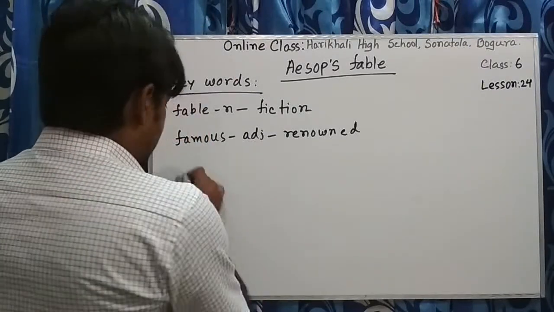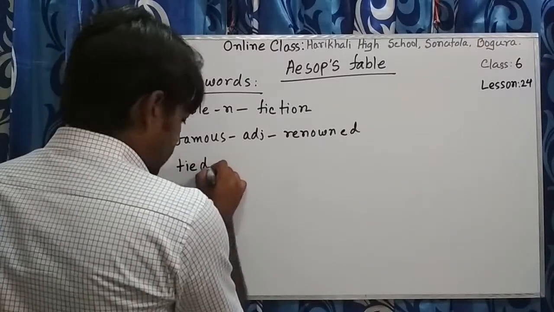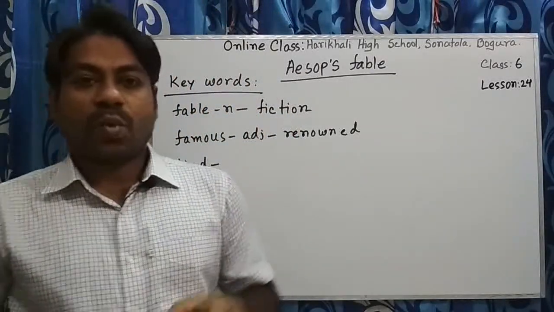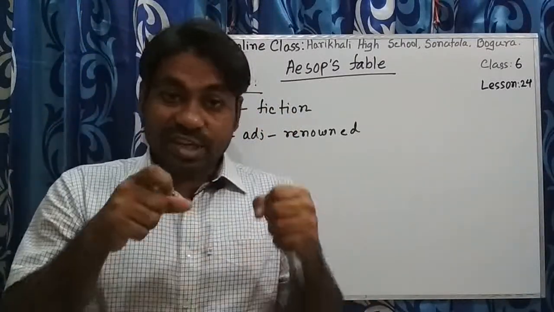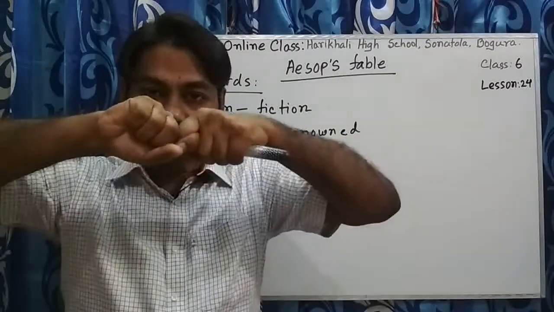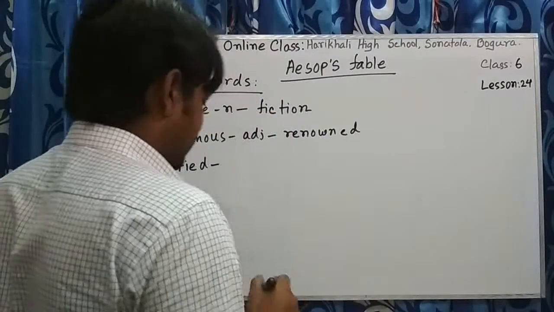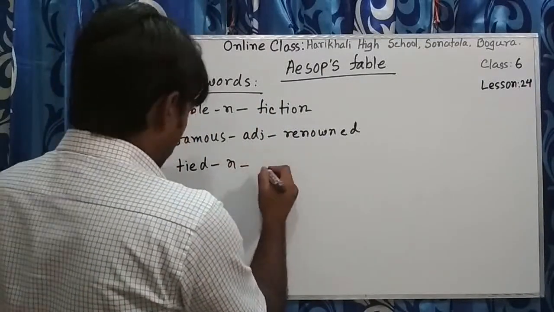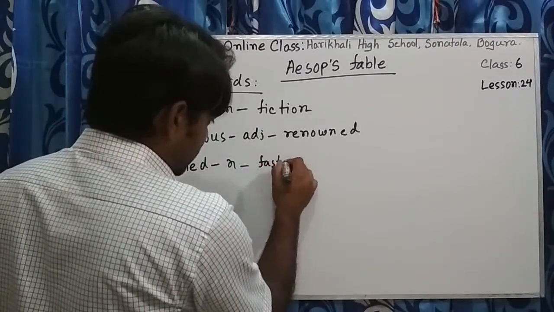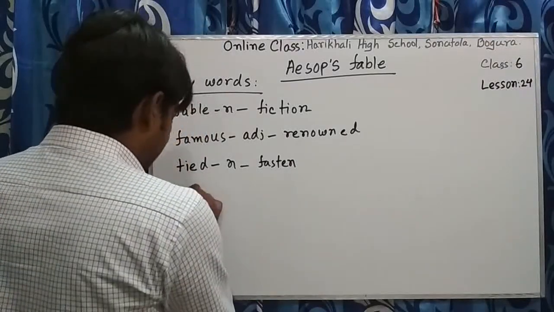Then tied. T-I-E-D. Tied. Sometimes we get a rope and tie a knot. That is, tied means fastened. It's a noun. Fasten. F-A-S-T-E-N. Fasten.